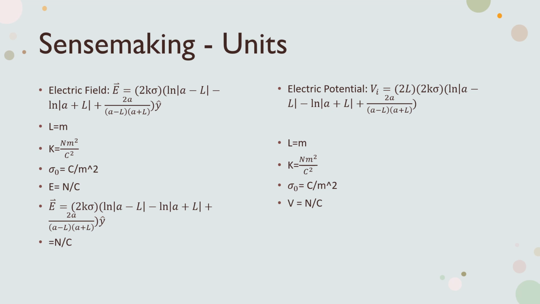And then for electric potential, we did the same thing. We used our electric potential equation, and then we plugged in and we knew what the values were, and we ended up getting newtons per coulomb, which is the value that we wanted.